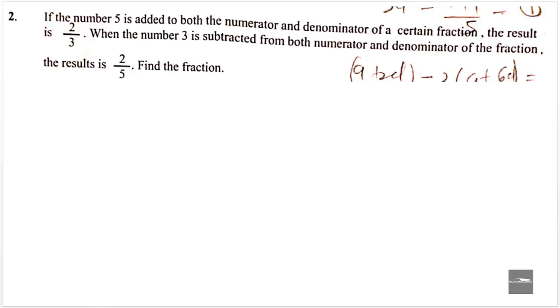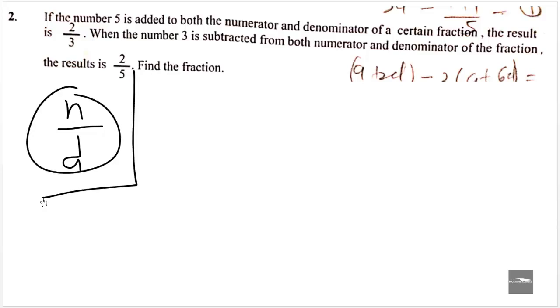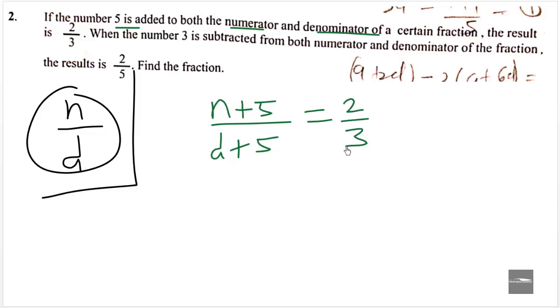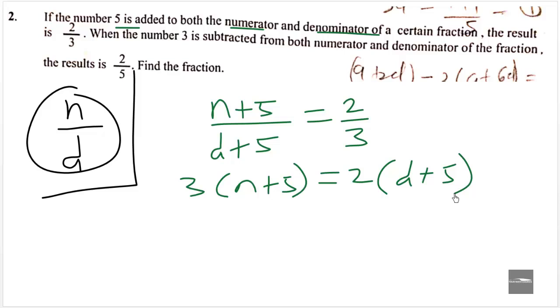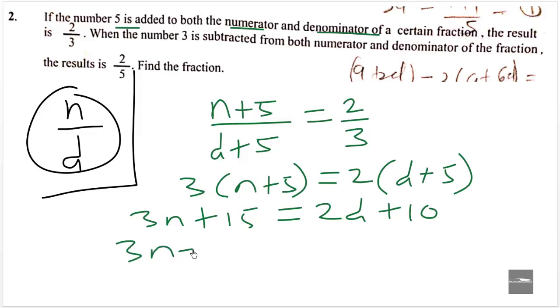If the number 5 is added to both the numerator and the denominator of a certain fraction, the result is 2/3. So let the fraction be n over d. The numerator is n and d is the denominator. So when we add 5 to both the numerator and the denominator, we obtain 2/3. We can cross multiply to obtain this expression. And when we expand, we obtain 3n plus 15 is equal to 2d plus 10.